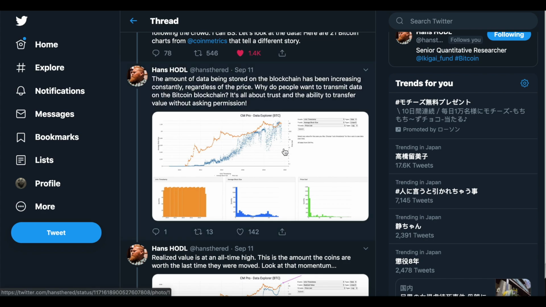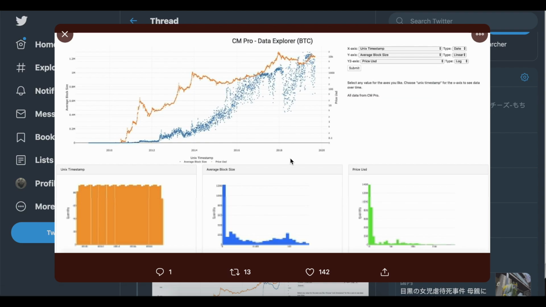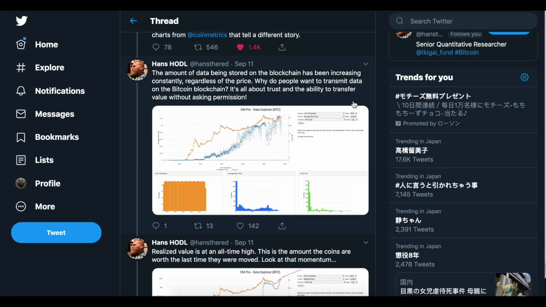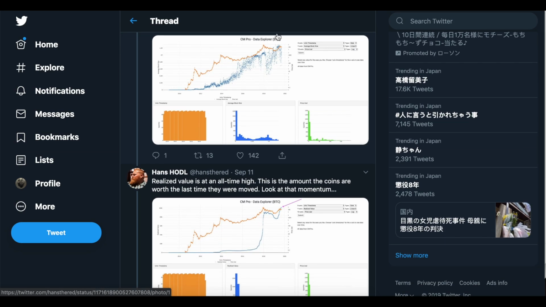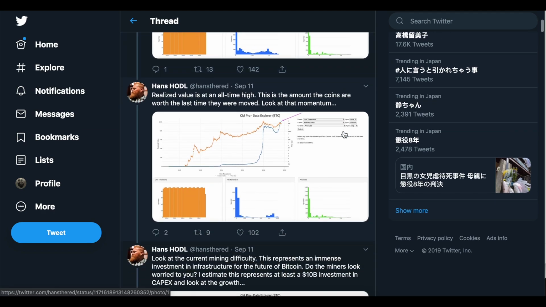So first of all, of course, he is saying that the blockchain data is growing constantly, so people are kind of putting their trust in this trustless, quote-unquote, system. So in general, from the fundamental point of view, this is the signal for the technology going forward.